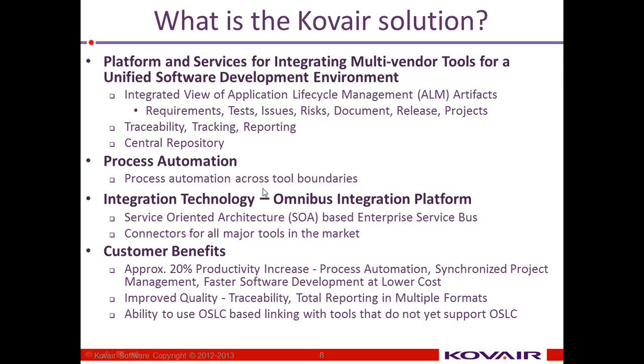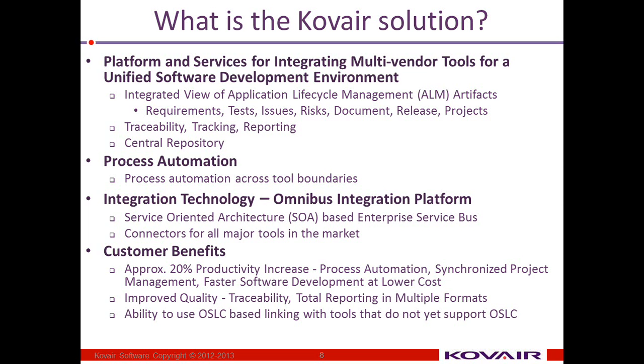Next, process automation is a big part of the Kovair solution, where we can make artifacts comply to a process which is defined inside Kovair, and this process can span across multiple tools. The integration technology that we offer is called the Omnibus Integration Platform. It is completely based on service-oriented architecture, and it is using the ESB structure. We have already built connectors for major tools in the market.